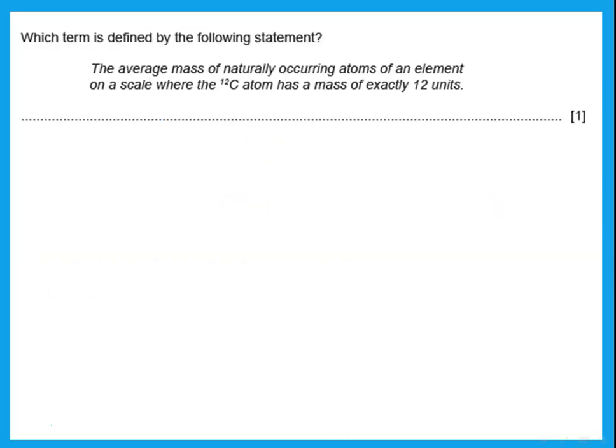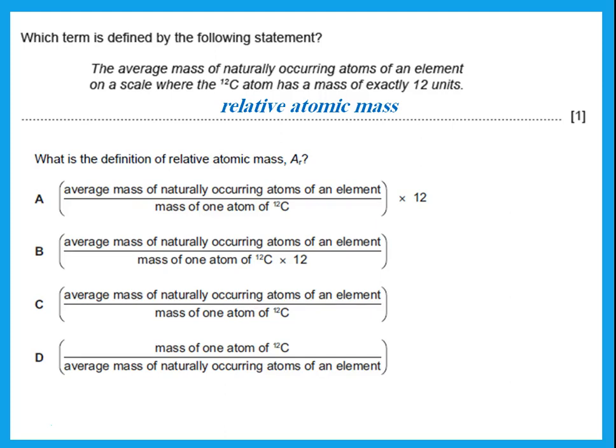Okay, which term is defined by the following statement? The average mass of naturally occurring atoms of an element on a scale where the carbon-12 atom has a mass of exactly 12. Remember, the average mass of naturally occurring atoms, that was the definition of relative atomic mass. So the definition of the relative atomic mass is the one you have on top there: the average mass of naturally occurring atoms of an element on a scale where carbon-12, remember that all masses of all elements are referred to the mass of a carbon-12 atom.